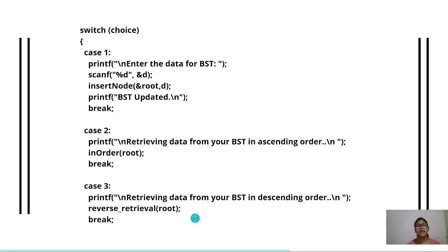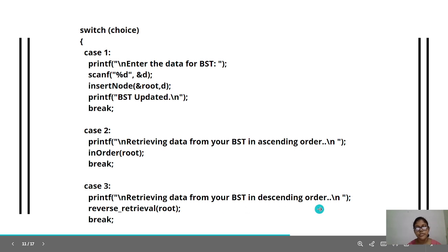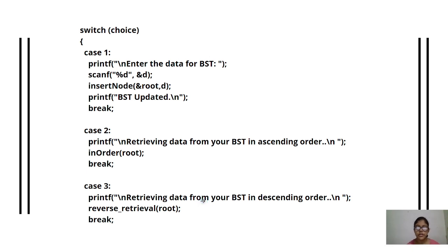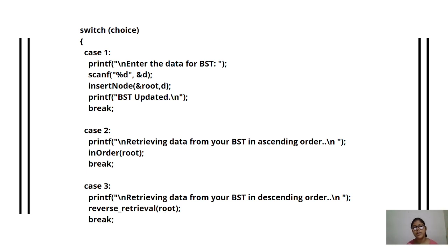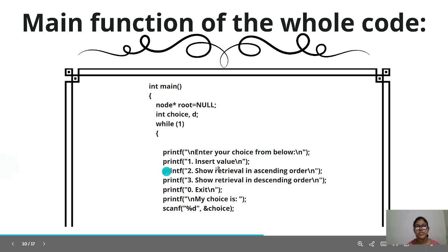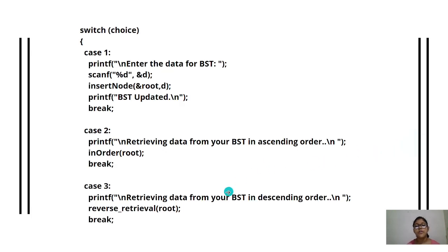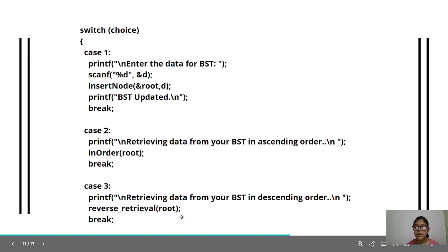Case 3 is for printing the values in descending order. Reverse retrieval again will have the root, because it doesn't have to create any node, neither will it store any value nor create any node. So that's why we have to give root only, because we don't need any address, because we have to get the value. And root means of node start type, that is the address of the value, not the address of the main root. That's why reverse retrieval.